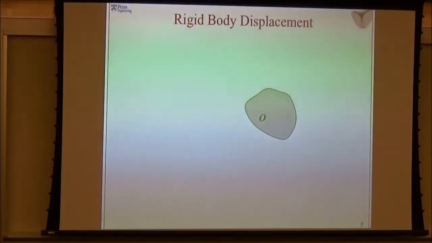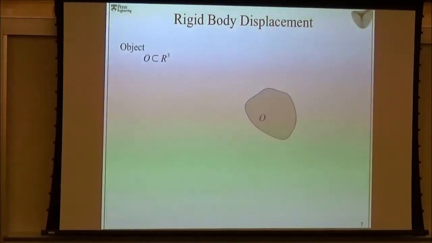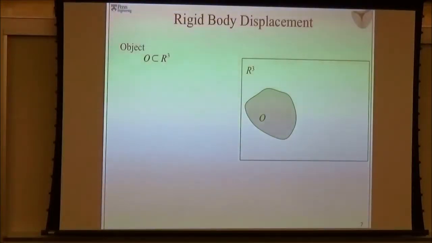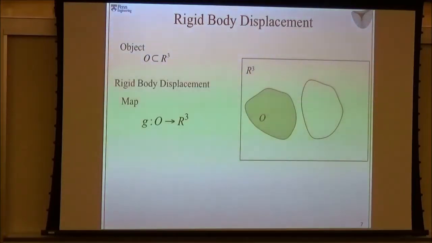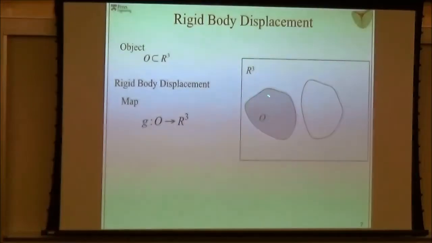What do you mean by rigid body displacement? So think of an object, O, a collection of points. Obviously, it sits in R3. We're referring to real physical applications. And then you want to think about displacements. So the rigid body displacement is basically a map. And you can think of this collection of points being mapped into that collection of points.